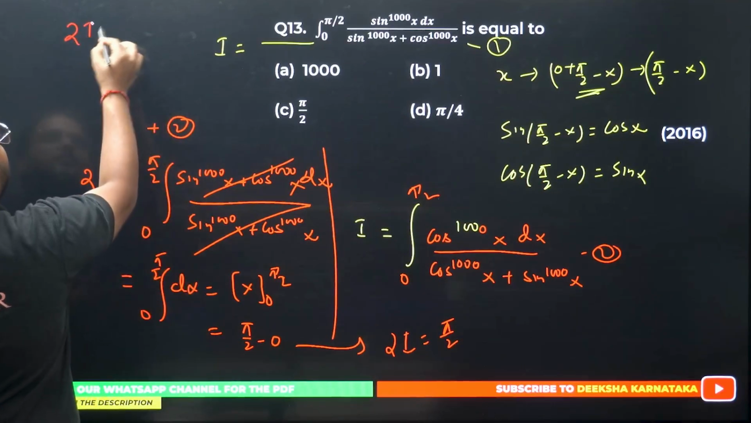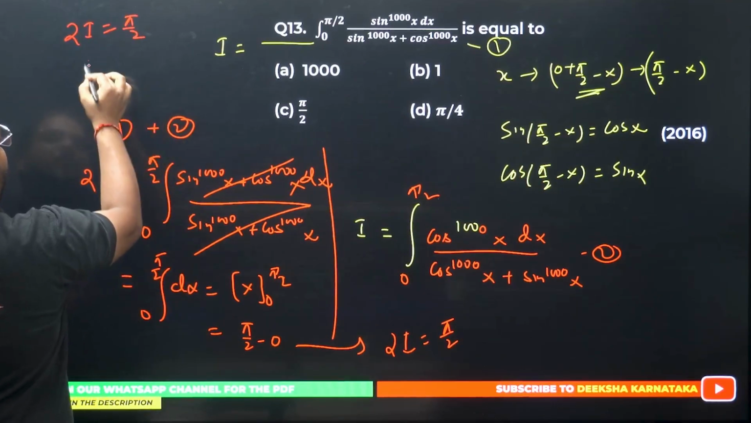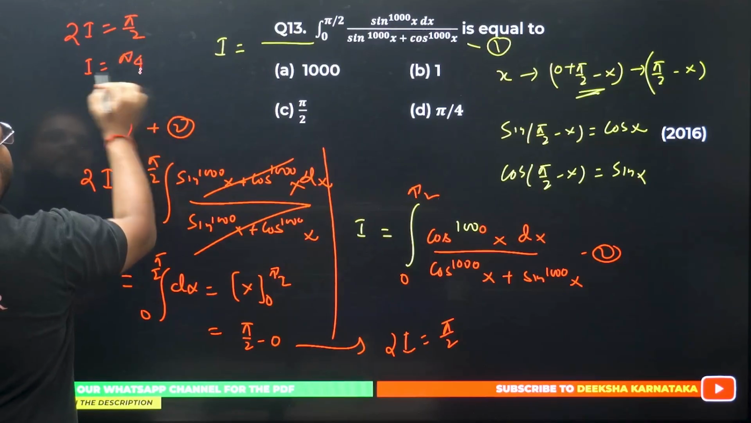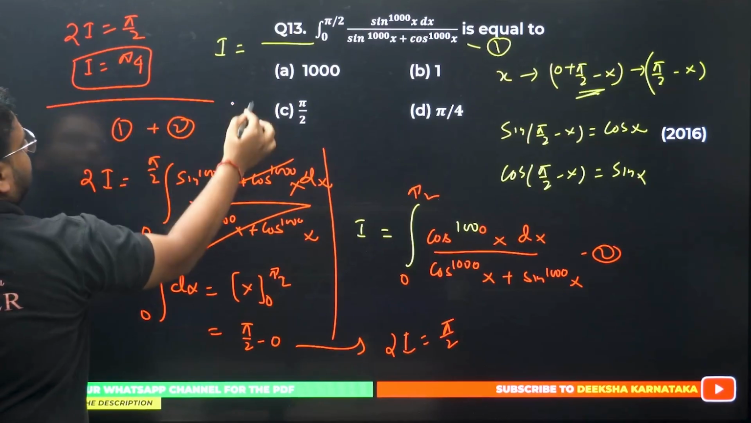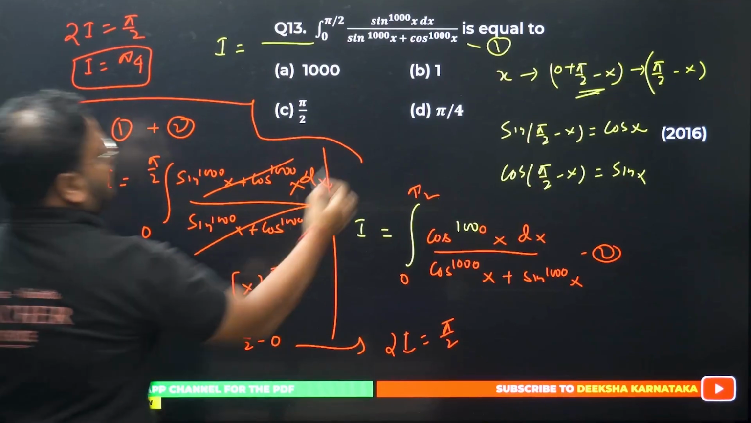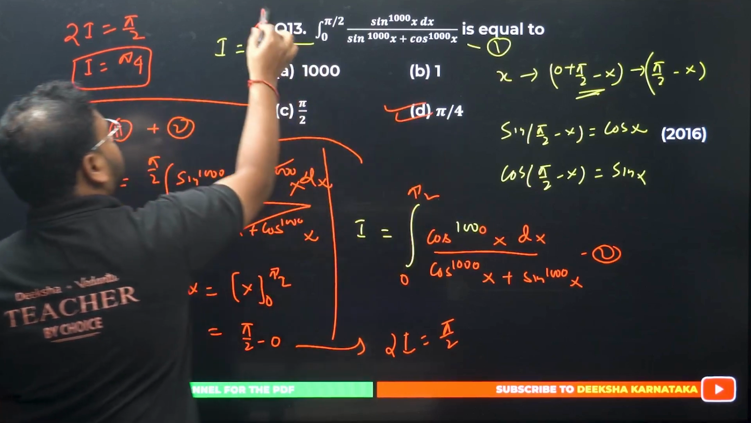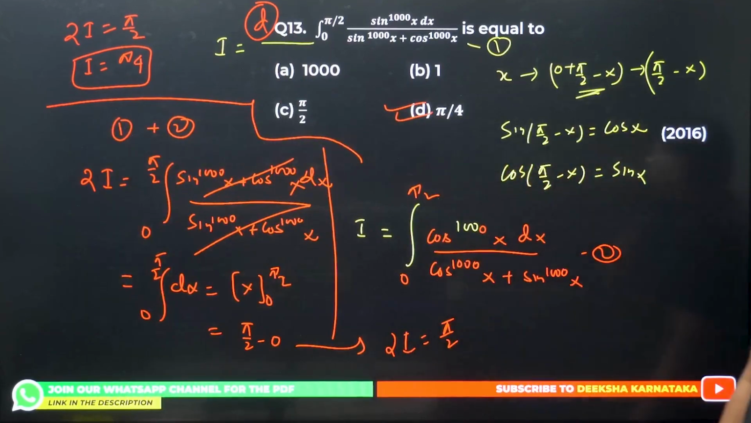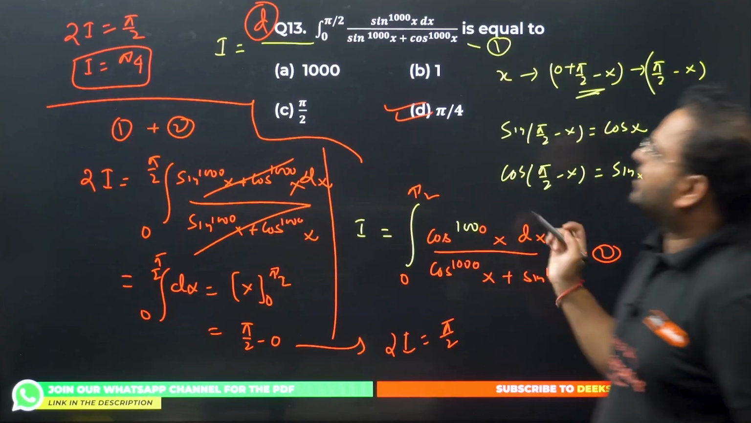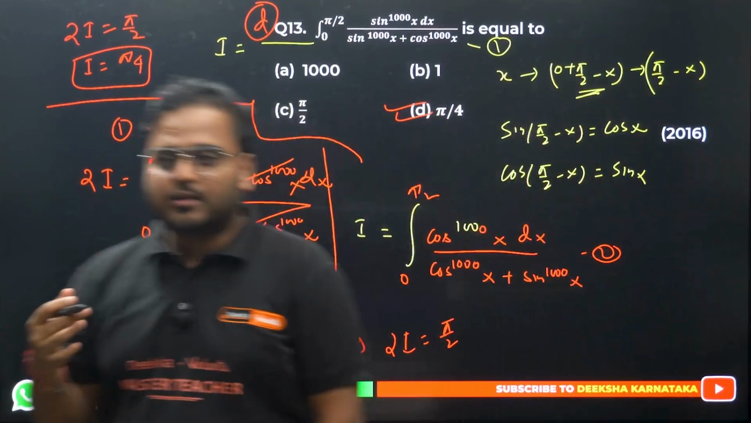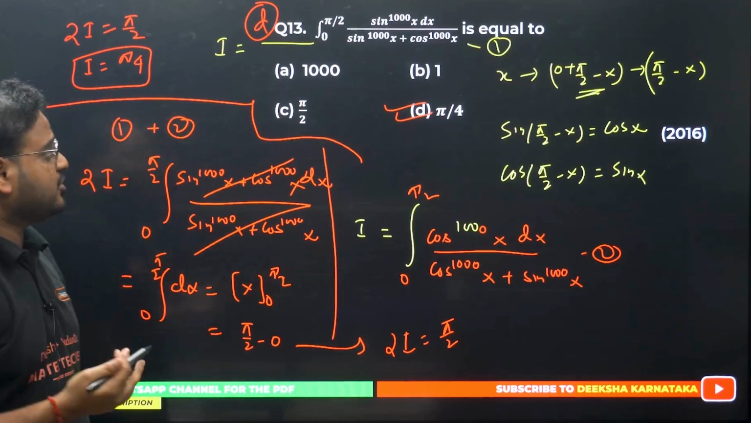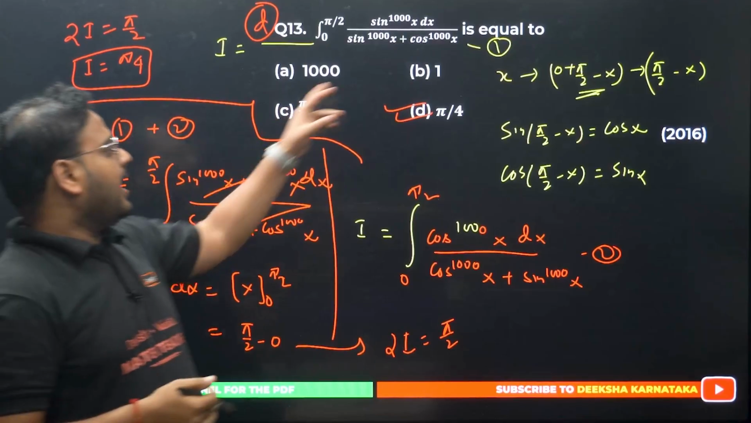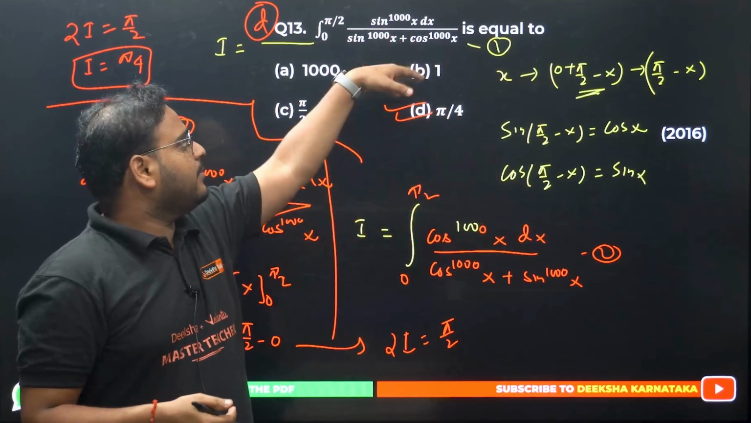If 2i is equal to pi by 2, of course I value is what? Pi by 4. Cross check. Please check. Actually, that's a trick. Whenever you can see, if you are practiced enough, if you have solved enough number of questions, and you can identify that after making this change, this will become actually cancelled.